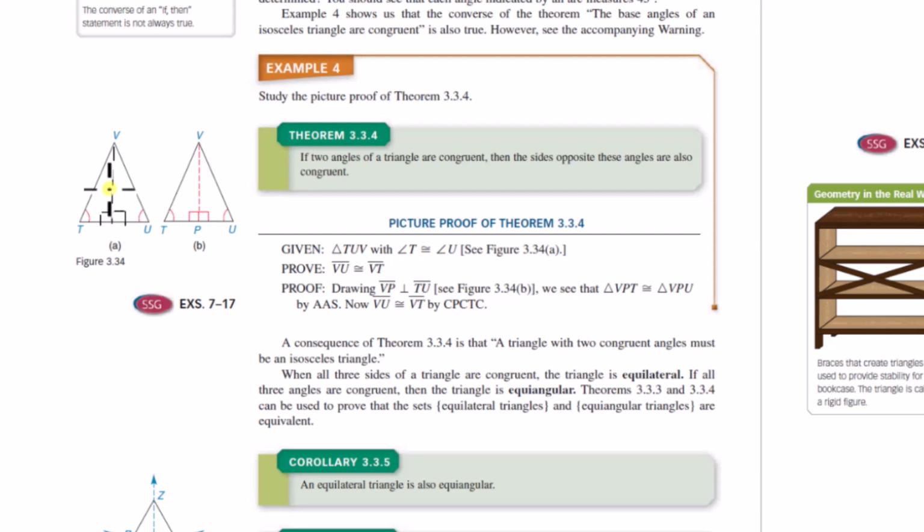Now let's see. This is point P here. Comparing triangle TPV to triangle UPV, we've got a common side here. We've got angle, angle, side, because these two angles are going to have to be congruent since the other two angles are congruent. So angle, side, angle. The two triangles are congruent, which proves that these two corresponding sides are congruent. So there you go.